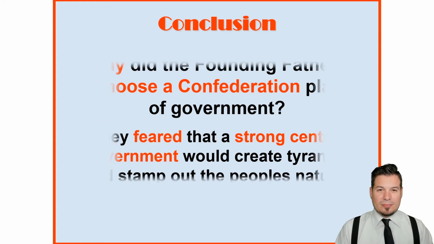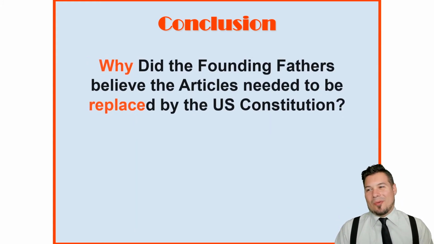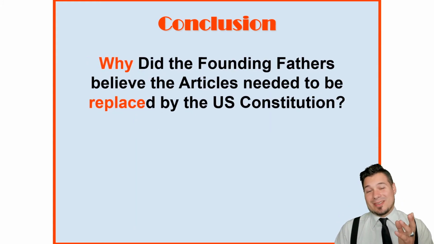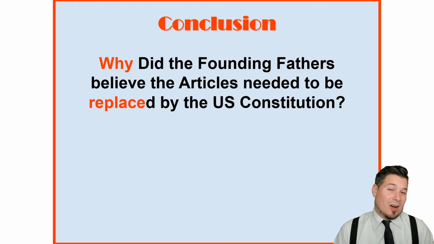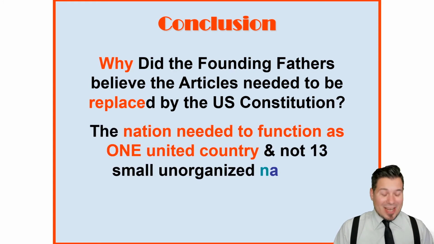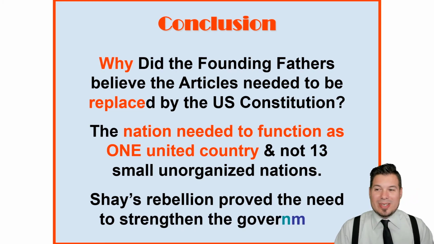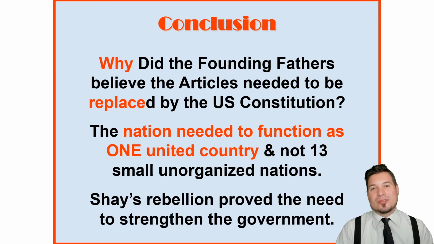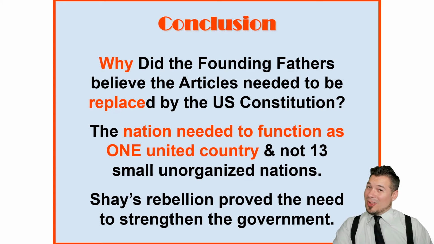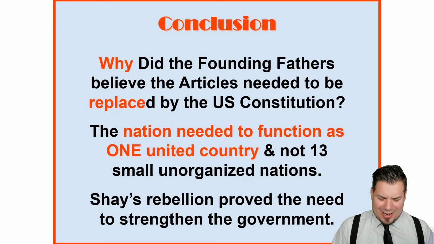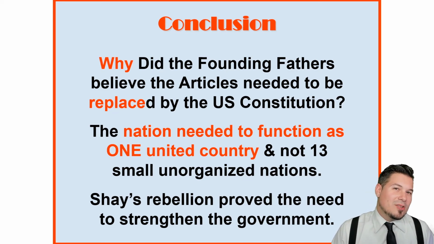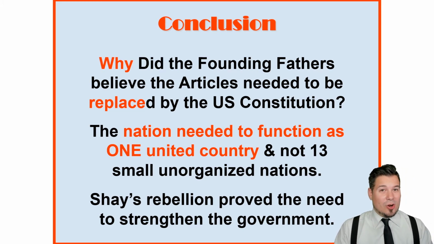But then I ask, why did the Founding Fathers actually really see a need to replace these Articles? At the end of the day, the nation needed to function as one cohesive unit, one united country, and not 13 small unorganized nations as it was. And what we're going to see is an event called Shays' Rebellion that's truly going to show that there are major problems with the Articles of Confederation that need to be addressed and need to be fixed.